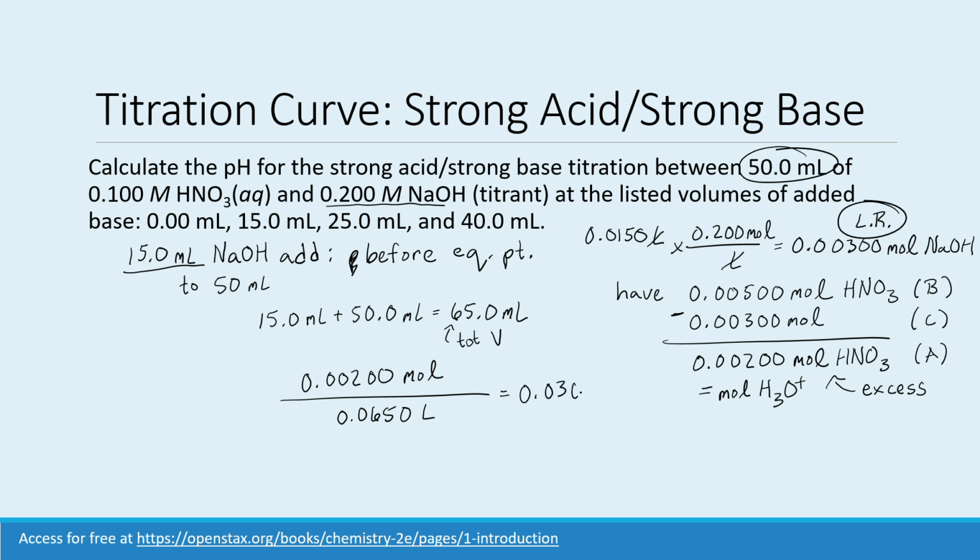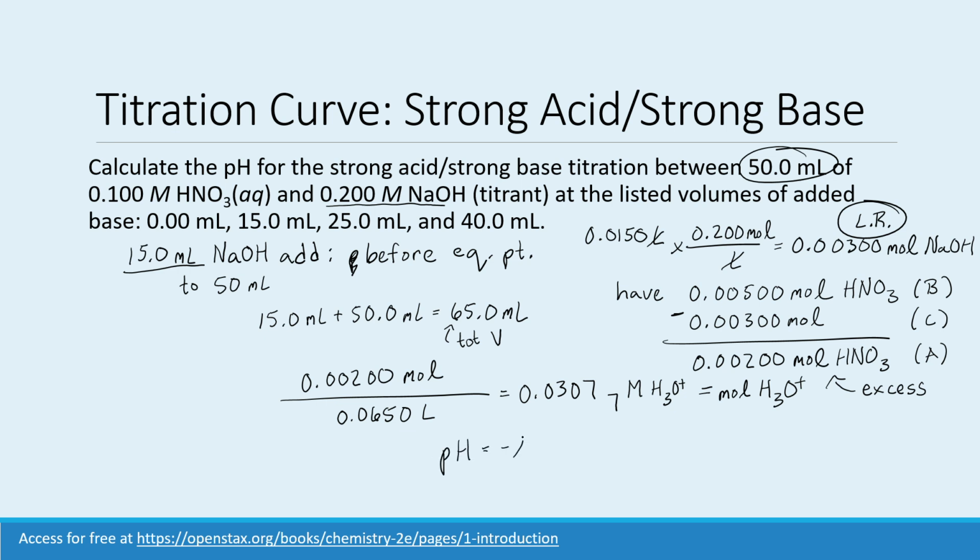And you should get 0.0307. 3 significant figures. Keep that extra one. That is the molarity of the hydronium ion, because it's the same as the molarity of the strong acid.